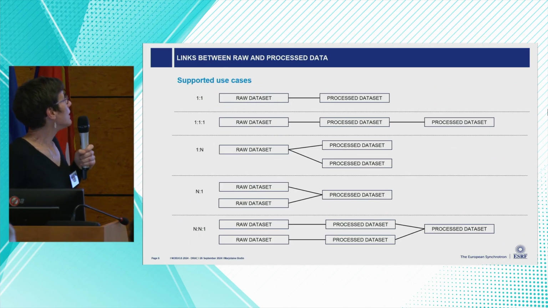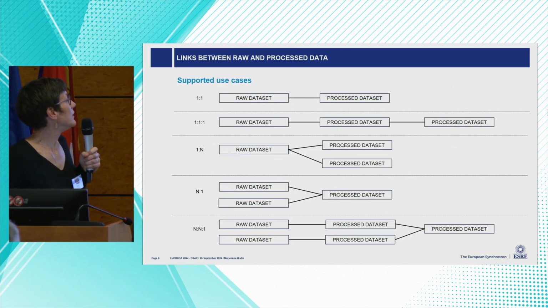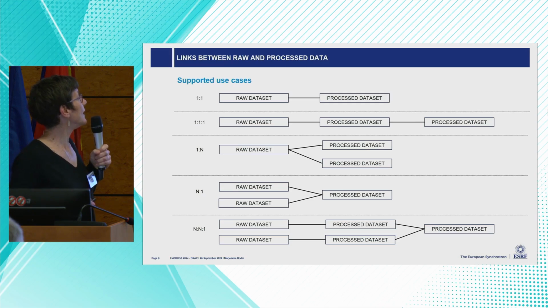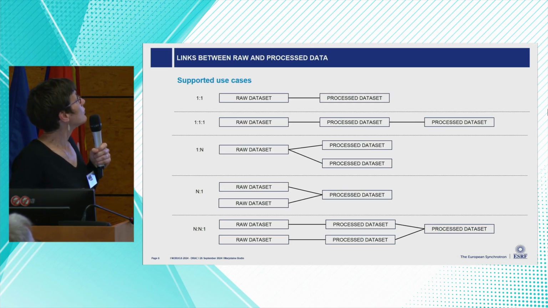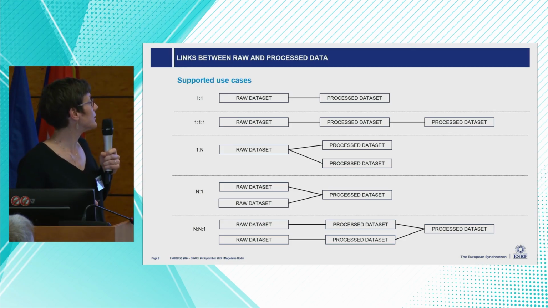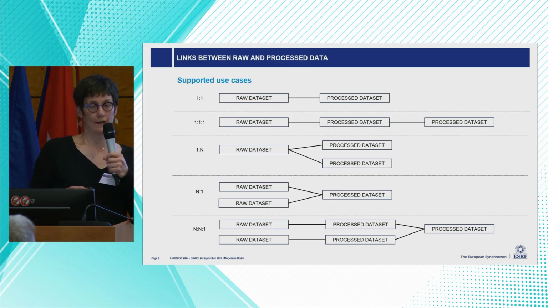So we aim to support multiple links between raw and process data. This ranges from the simplest case, where from one raw dataset we generate one process dataset, to more complex scenarios involving multiple raw datasets and multiple process datasets.